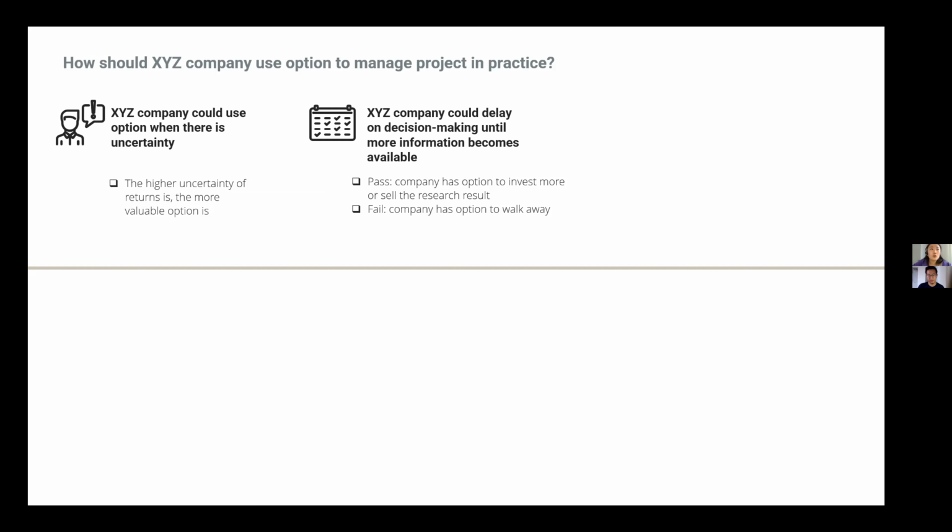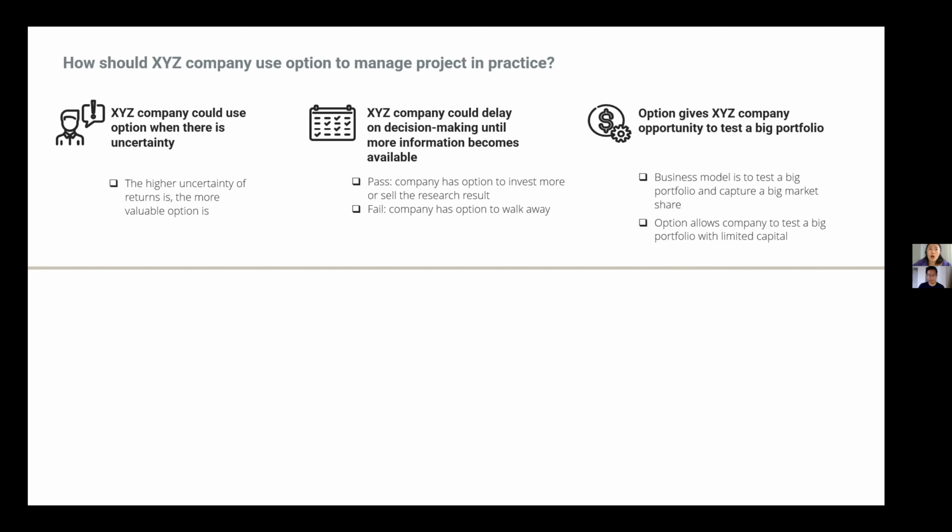Hence, there is a huge value in delaying decision-making for uncertainty to resolve by itself about what the efficacy of the vaccine is, what the future phase cost is, and so on. So NPV is increased using real options.